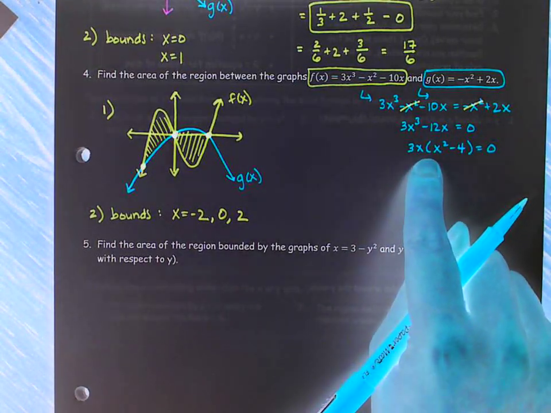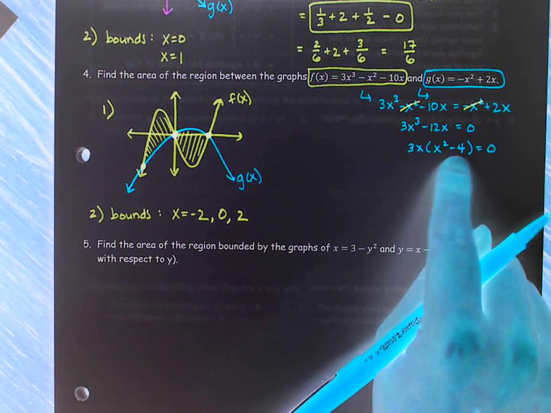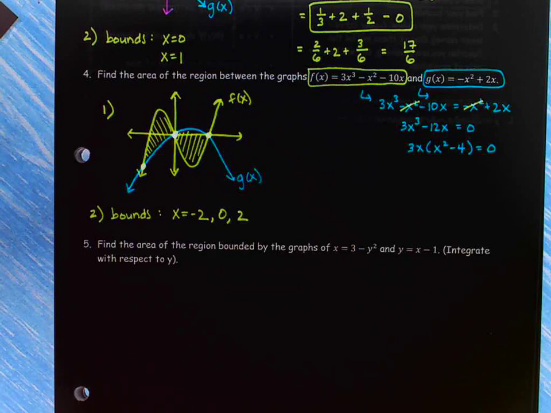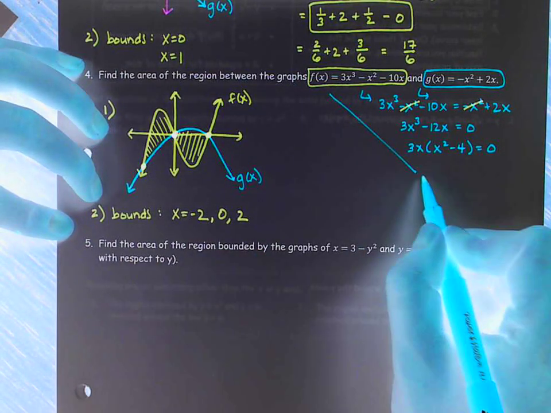And you can find the zeros from that pretty easily. You're going to have a 0 of 0, and then you're going to get plus or minus 2 from that. So if you didn't have a calculator, you can find the bounds for this okay. But I'm just going to make this a little side note over here.